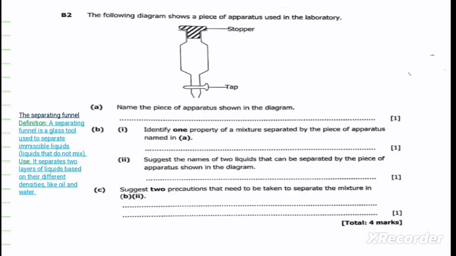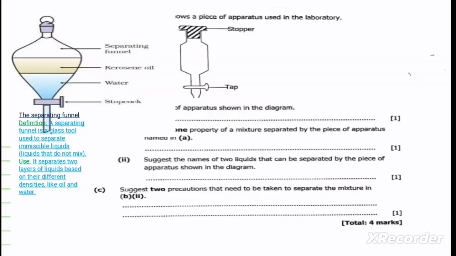So let me bring up a clear diagram of this apparatus. We have this diagram right over here. This is how a separating funnel looks like. On top, we have a stopper. Then we have the separating funnel, all of this is the separating funnel. Then we have cooking oil, so this one is the oil. Then we have water. You have seen oil on top, water on the bottom, because water is denser than oil. Then we have a stopcock, which is also known as a tap.